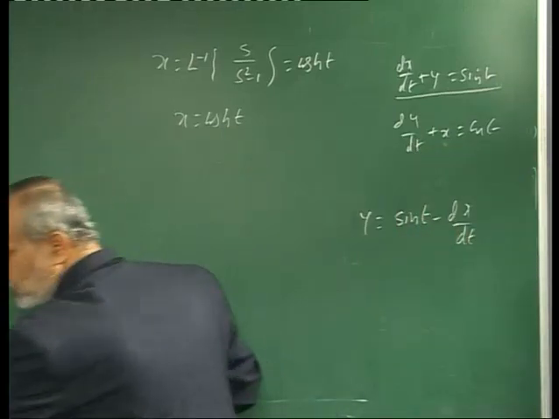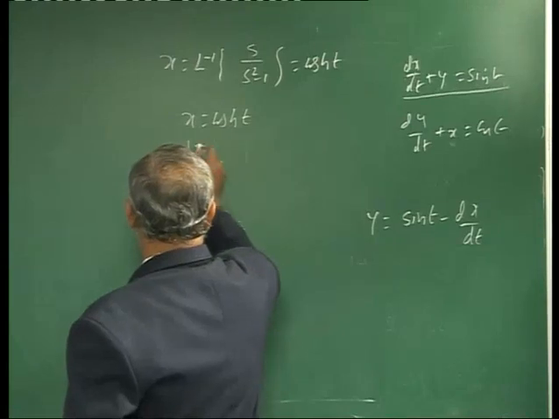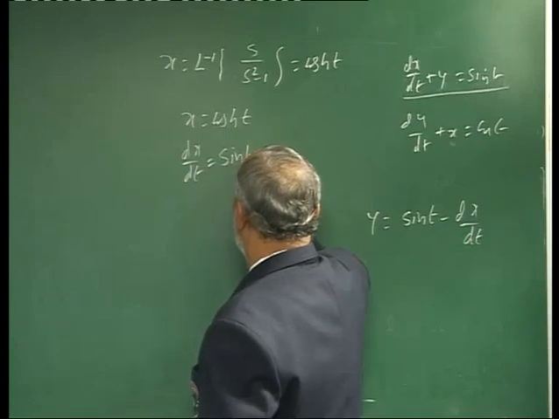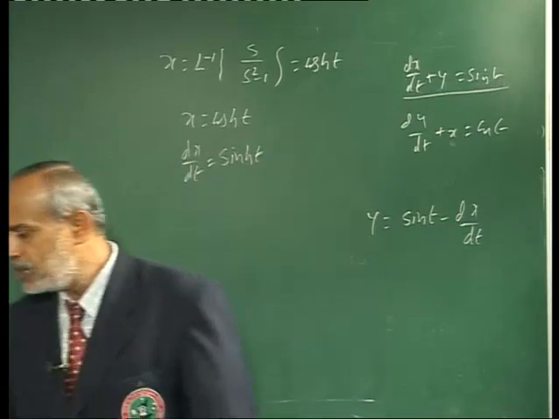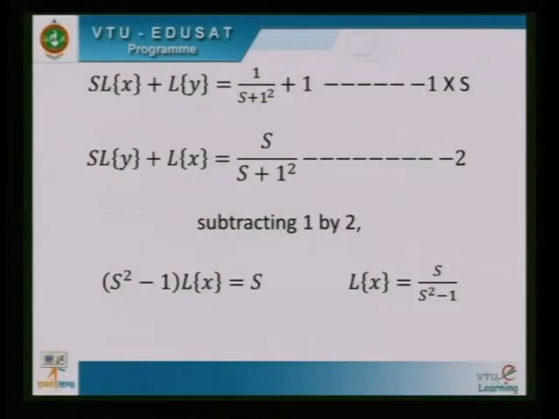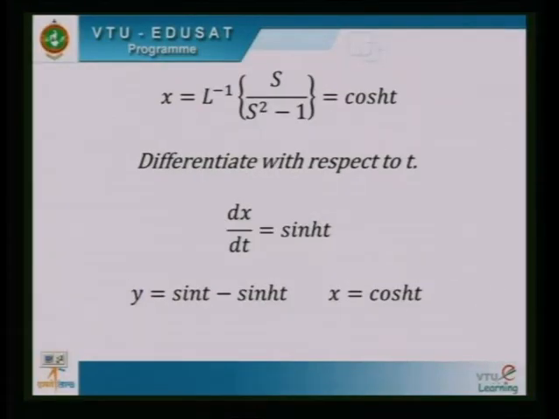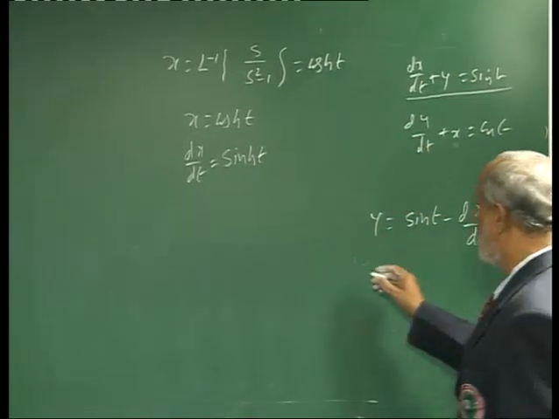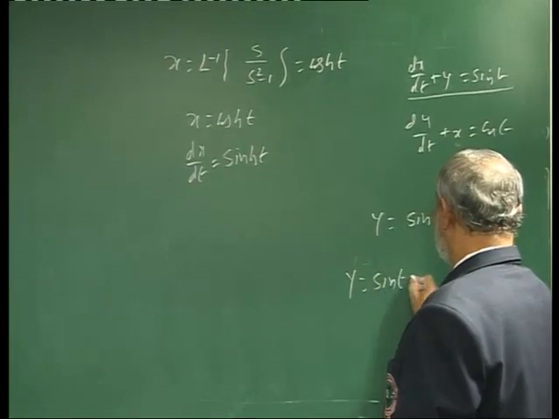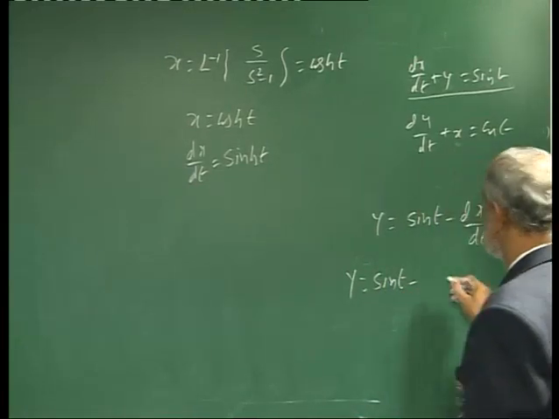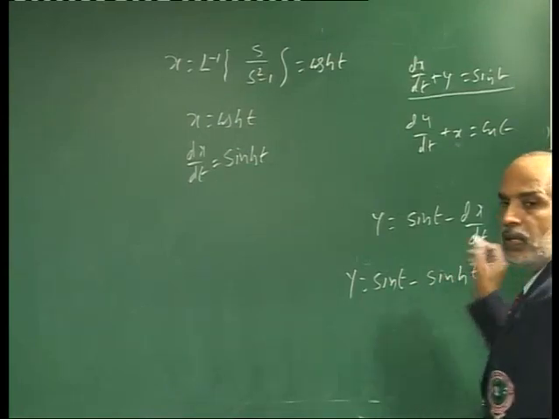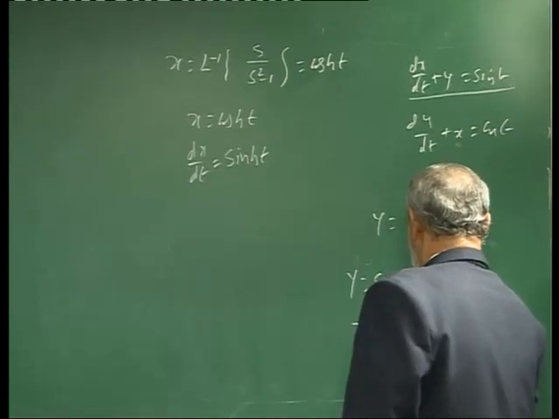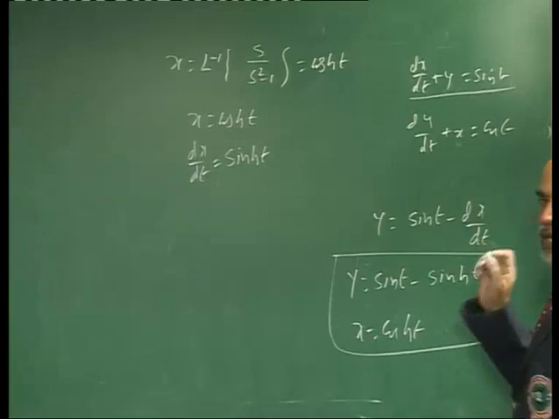Now you can differentiate with respect to t, what you get? dx by dt is equal to derivative of cos hyperbolic t, which can be written as sin hyperbolic t. After getting sin hyperbolic t, you can substitute the dx by dt value here. Then y is equal to sin t minus sin hyperbolic t. This is the y value, x is equal to cos hyperbolic t. This is the required solution.